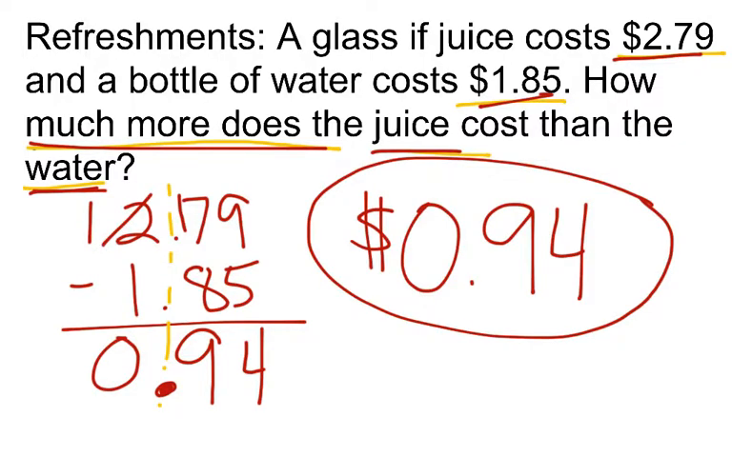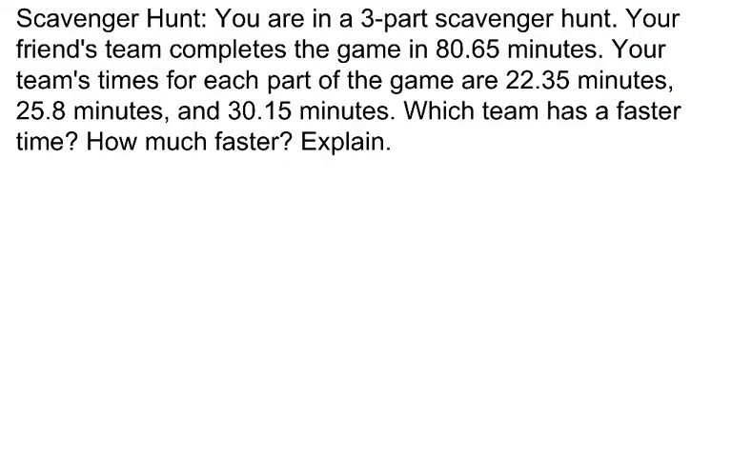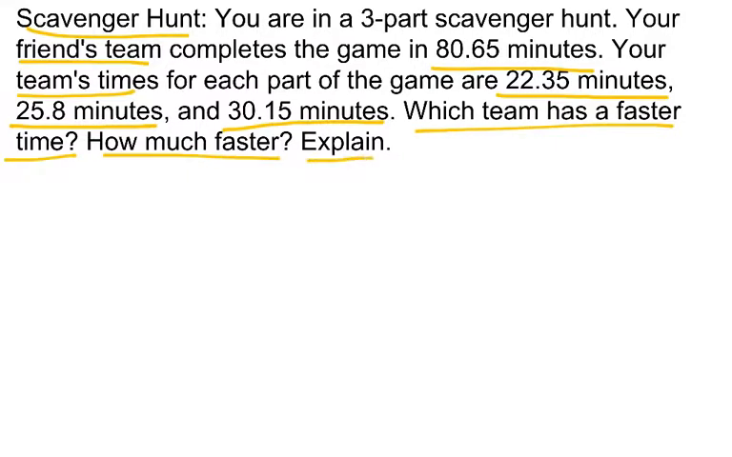Moving on to another situation. Looking at this problem, this one requires multiple steps. Scavenger hunt. You are in a 3-part scavenger hunt. Your friend's team completes the game in 80 and 65/100ths minutes. Your team's times for each part of the game are 22 and 35/100ths minutes, 25 and 8/10ths minutes, and 30 and 15/100ths minutes. Which team has a faster time? How much faster? Explain.